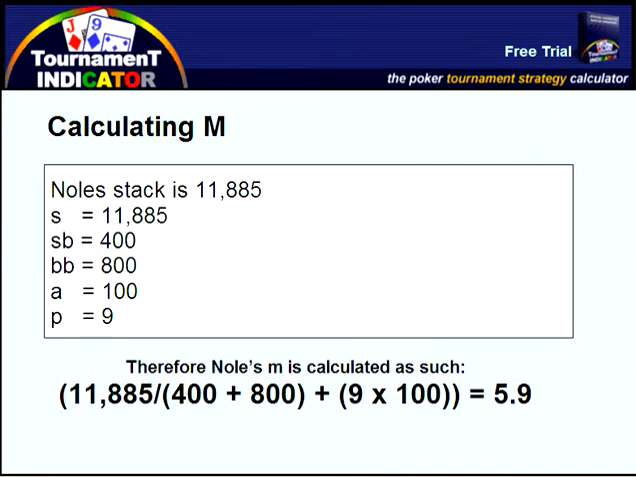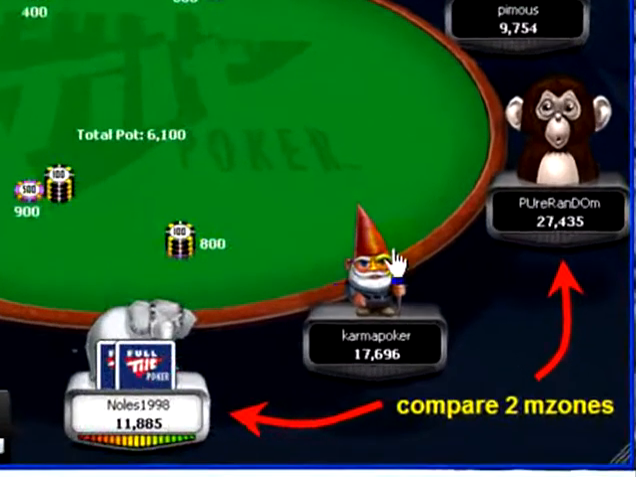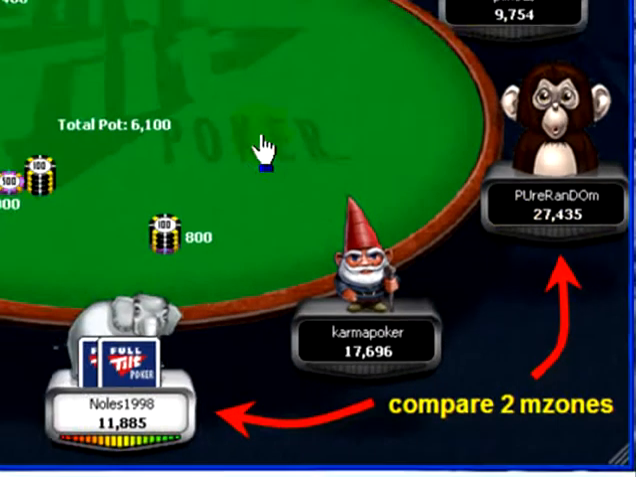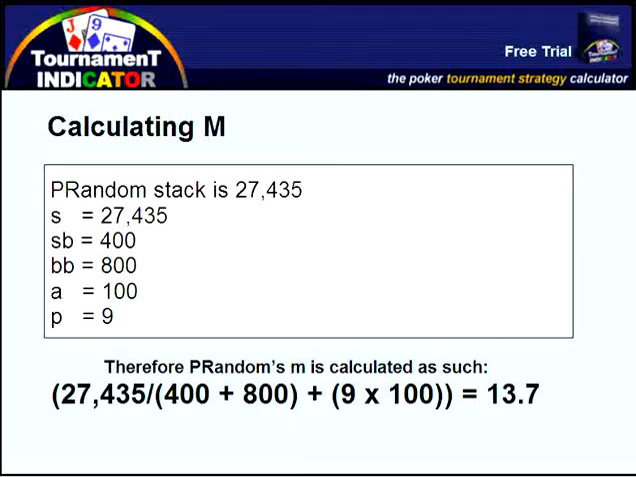Let's go back to the table and we'll see here that Pure Random has 27,435 chips. So let's calculate his M ratio. Again, his stack, 27,435 divided by 400 plus 800 plus 9 times 100. His M ratio comes out to 13.7. You can round to 1 decimal point.